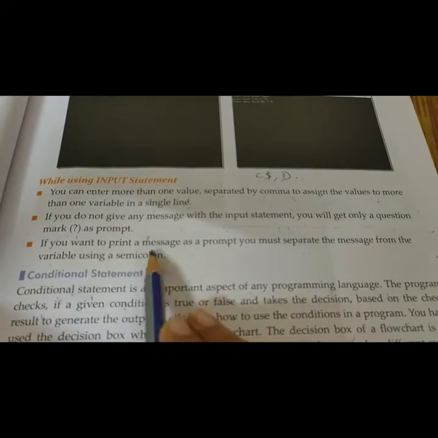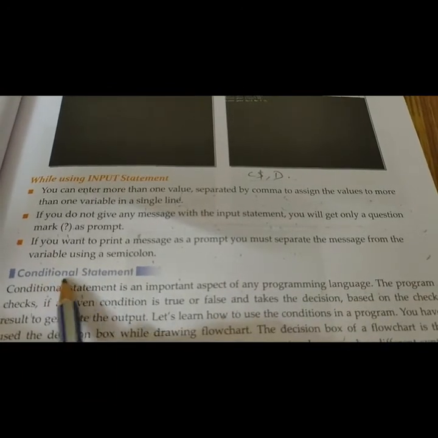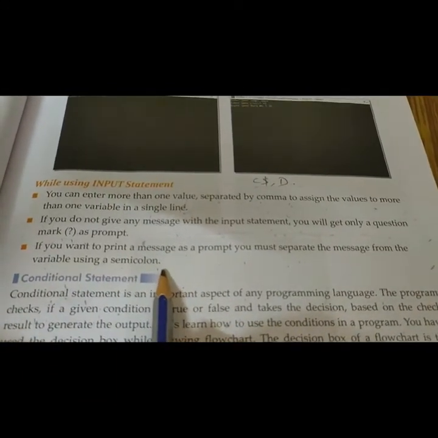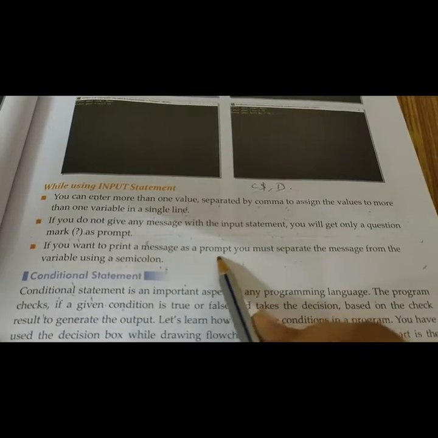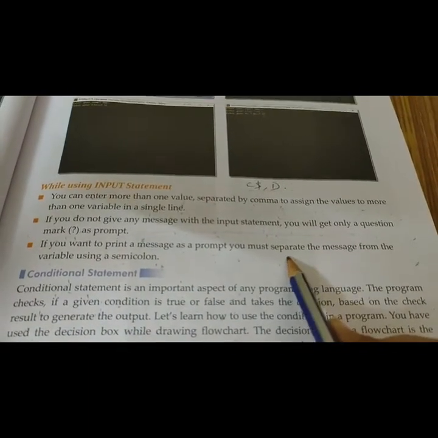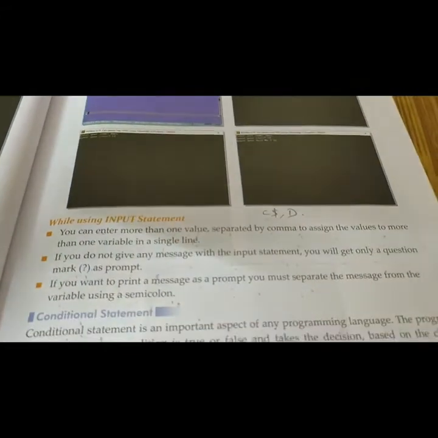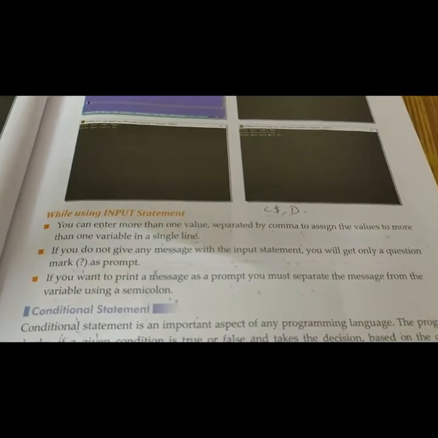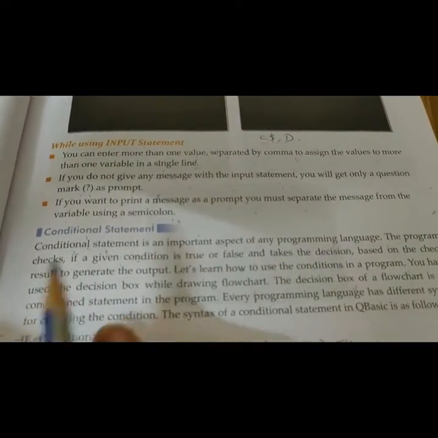If you want to print a message as a prompt, you must separate the message from the variable using a semicolon. If you are printing a message as a prompt, we have to separate it by a semicolon, as we had seen in the example. Enter your roll number, semicolon, dollar sign, that is a prompt message.